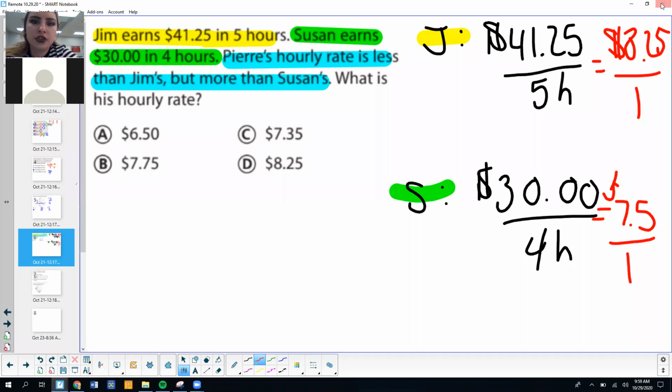So given that information in the chat, guys, I want you guys to put A, B, or C, or D, which one. If Pierre's hourly rate is less than Jim's, so it's less than $8.25, but more than Susan's, more than 7.5, how much? So type A, B, C, or D. I'll pull up the chat so I can see.